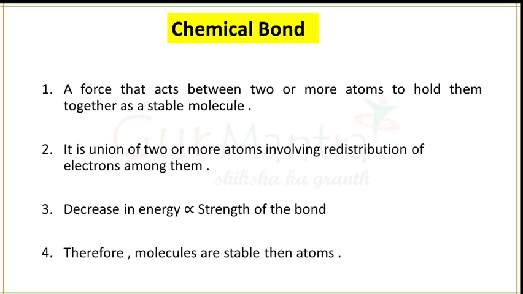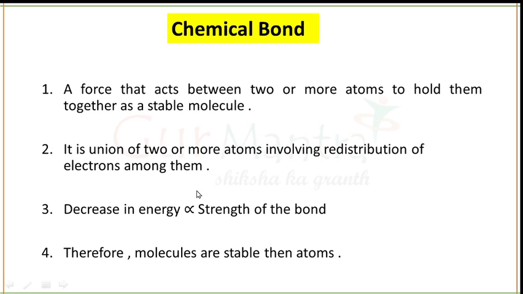This chemical bond may result from the electrostatic force of attraction between oppositely charged ions, as in ionic bond, or covalent bond, through the sharing of electrons. This chemical bond is the union of two or more atoms involving distribution or sharing of electrons among them.